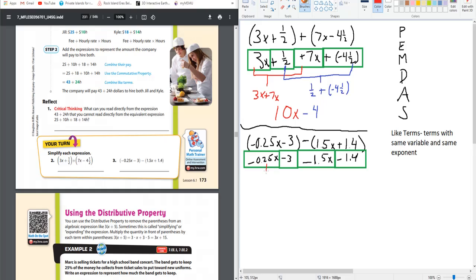So these both have x's. These both don't have any variables at all. So these are my like terms. These are my like terms.